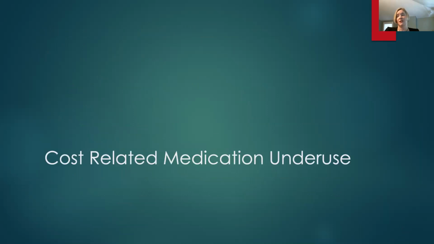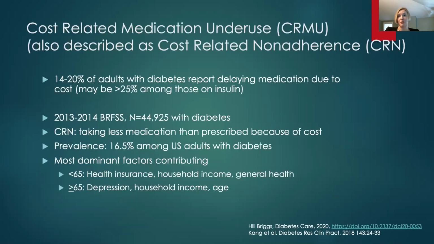So the data on interventions and policies to mitigate the effect of food security on glycemic control are mixed, but there's definitely room for additional study and innovative cross-sector approaches. I'd like to turn now to another social need that frequently arises in the clinic and directly affects management, and that is cost-related medication underuse or cost-related medication non-adherence. In most of the literature, this is described as cost-related non-adherence. I will use these terms interchangeably here.